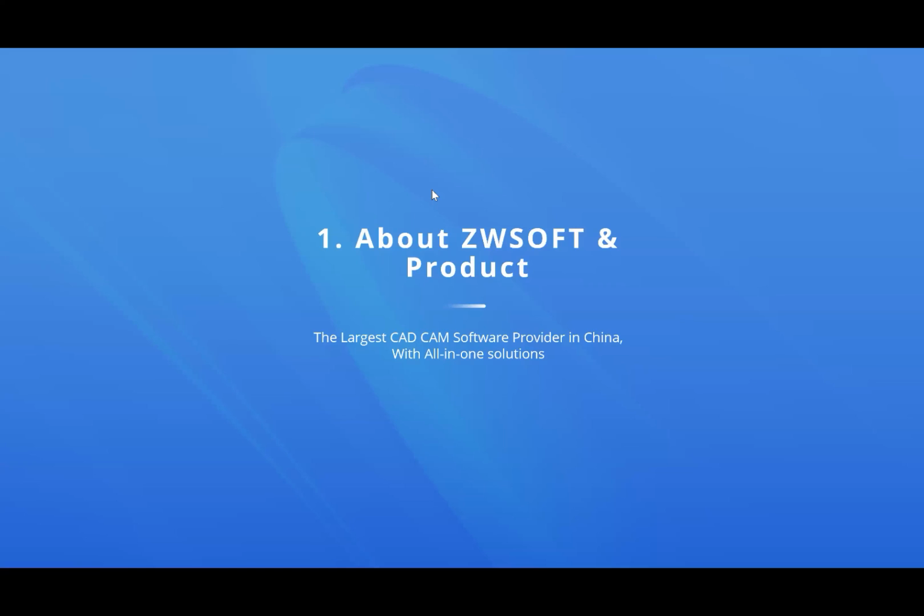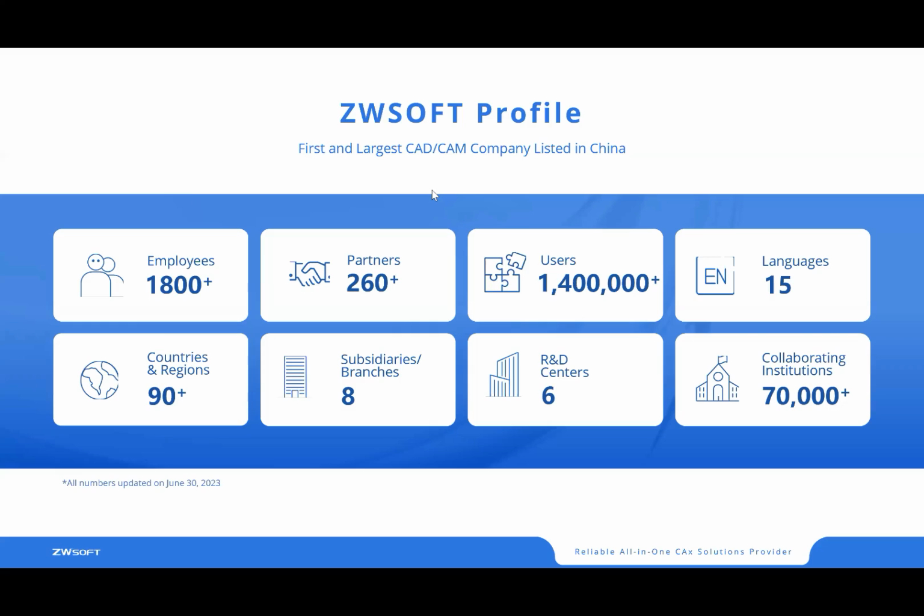ZWSOFT is a company that provides all-in-one CAD solutions. We are very proud to say that we are the largest CAD and CAM software provider in China. We now have more than 1,800 employees, 260 partners, and over 1.4 million users across more than 90 countries and regions. Our products support 15 languages. We have 8 subsidiaries, 6 R&D centers, and over 70,000 collaborating institutions. These are all the great achievements that we have made in the past 24 years.